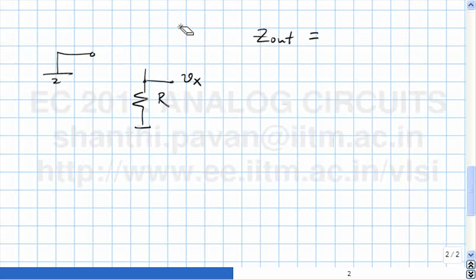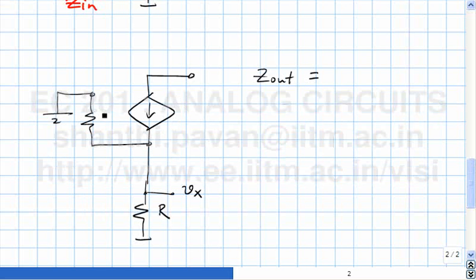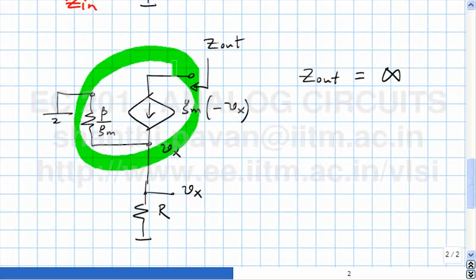You replace the transistor by the incremental equivalent circuit, which is, this is beta by Gm, and this is Gm into minus Vx. And we are interested in finding the impedance looking in here. This is Z out. What is it? It's infinity. You're looking at a current source. It must be infinite. So Z out is infinity if I assume this particular model for the transistor.